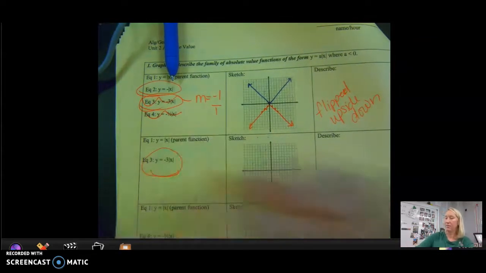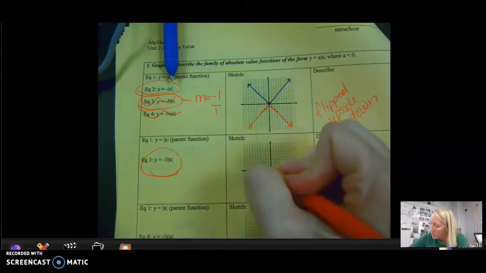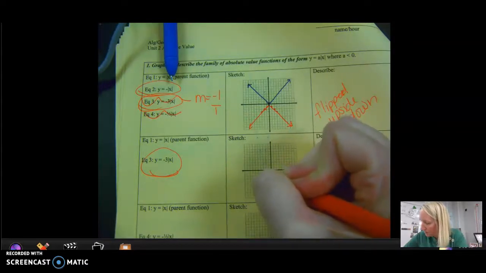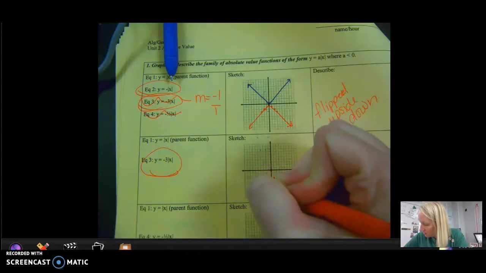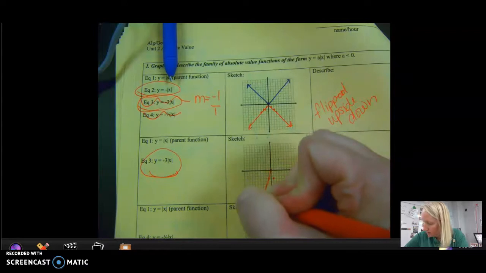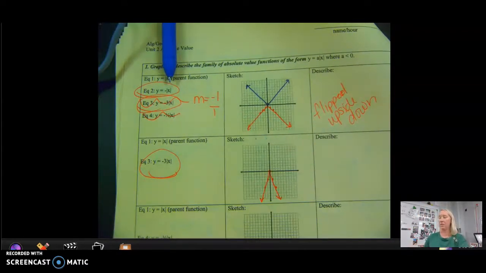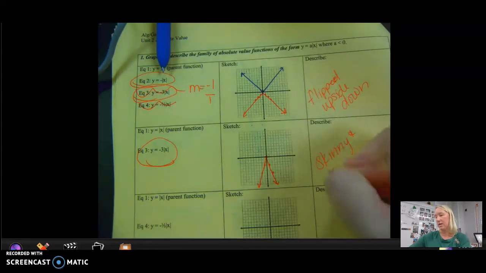Now if I have a -3, let's think before. A +3 made it skinnier. So now a -3 will make it flip upside down and be skinnier. So vertex is still the same, so down 3 over 1, down 3 over 1, or mirror image it. So it is skinnier than my parent function, and it's flipped upside down. Skinny and upside down.